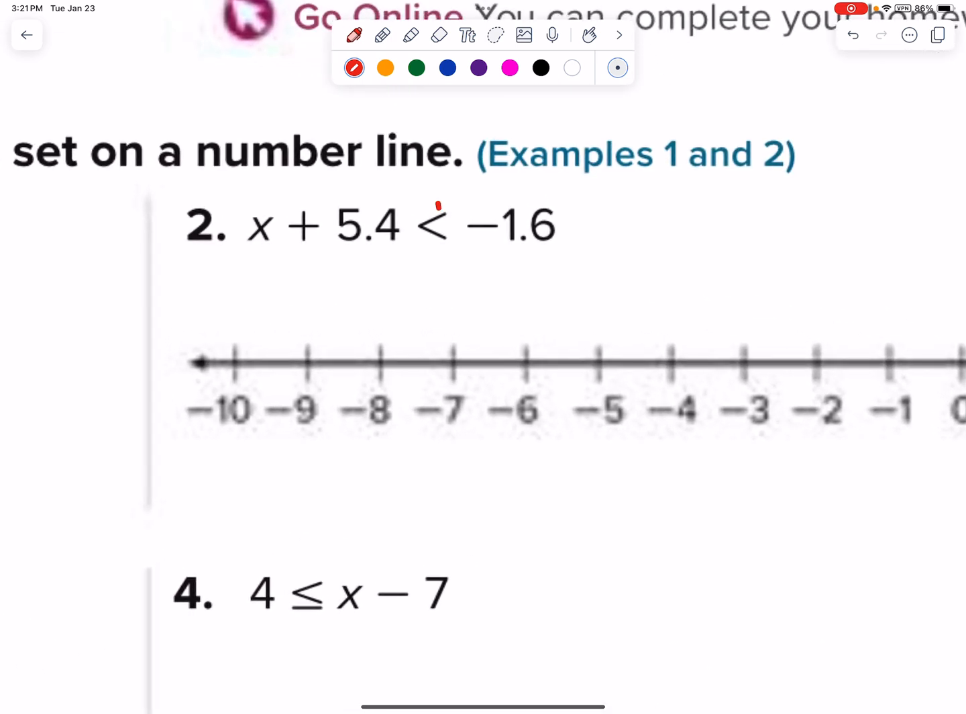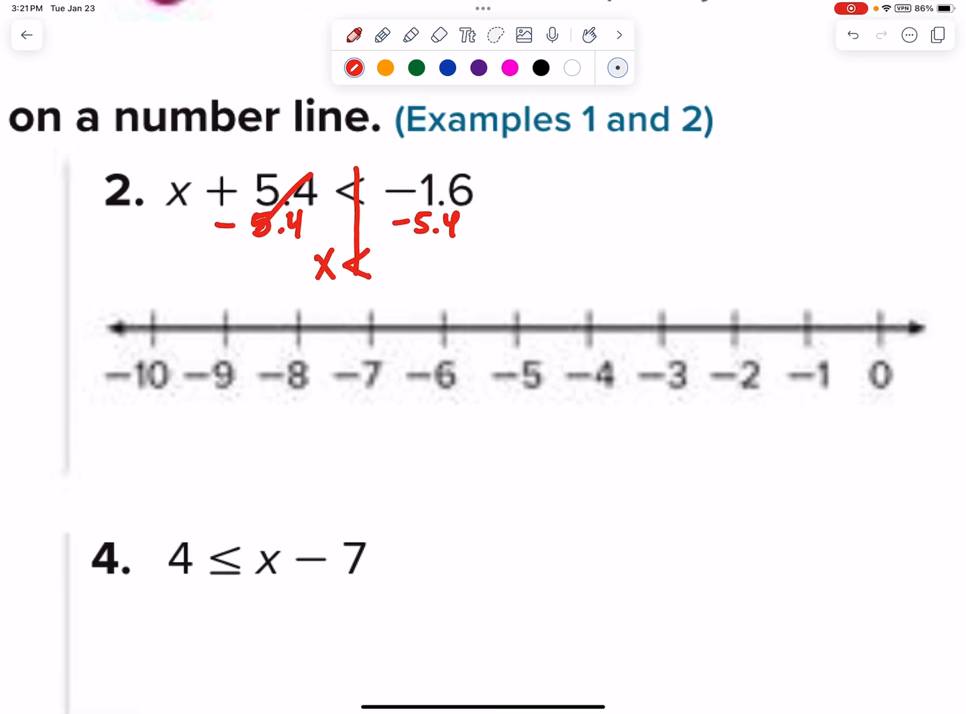So another quick solve here. Isolate the variable. I'm going to write it pretty small so I have room. That goes away, and we're left with x is less than. This is same signs, add and keep. So 5.4 plus 1.6. We have 5, 6, 7. So a negative 7. Okay.